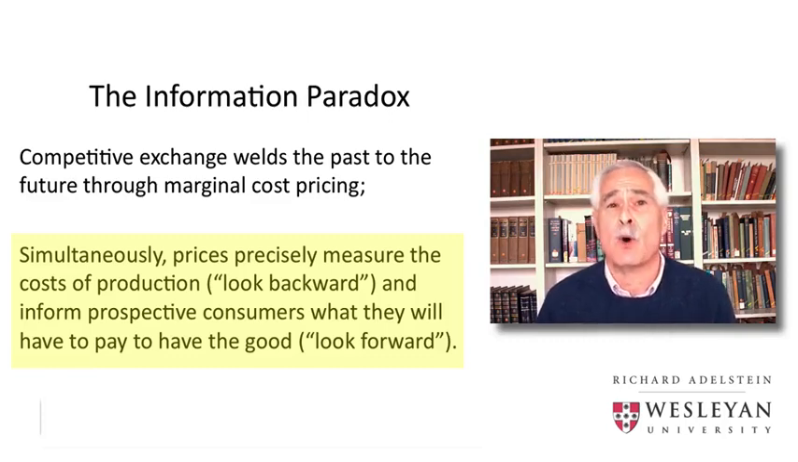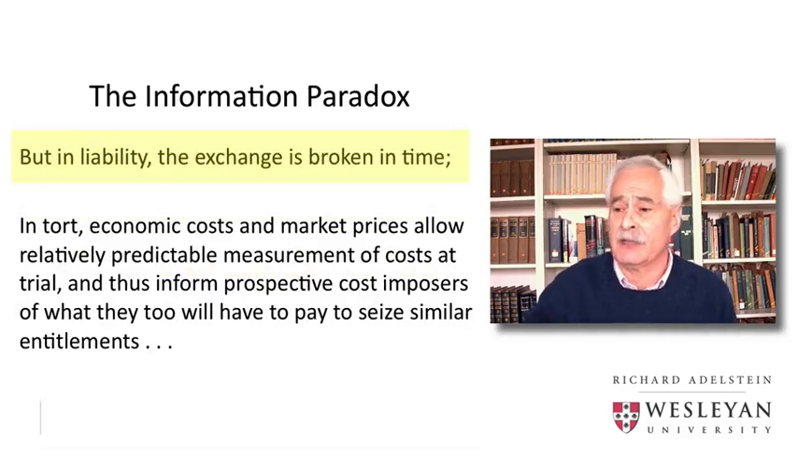When the consumer walks into the store and looks at that $1 price tag for the orange, she knows how much the orange has cost other people to produce, and she knows how much she will have to pay in order to consume it herself.